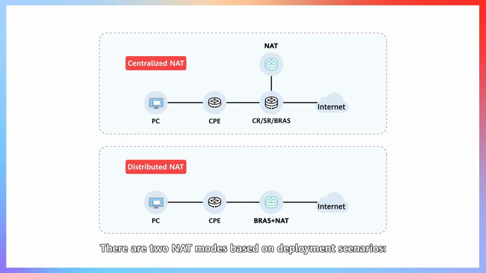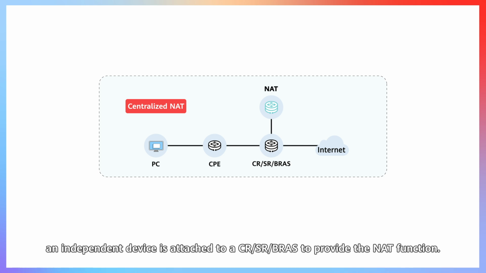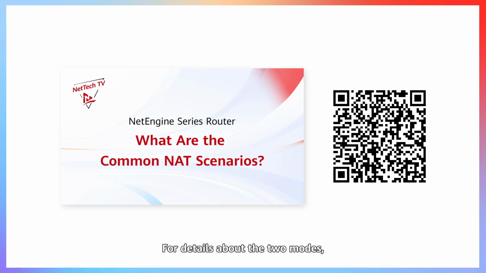There are two NAT modes based on deployment scenarios: centralized NAT and distributed NAT. In centralized NAT mode, an independent device is attached to a CR, SR, or BRAS to provide the NAT function. In distributed NAT mode, service boards with the NAT function are directly inserted into other devices, such as BRAS, to implement the NAT function. For details about the two modes, see What are the common NAT scenarios for NetEngine series routers?